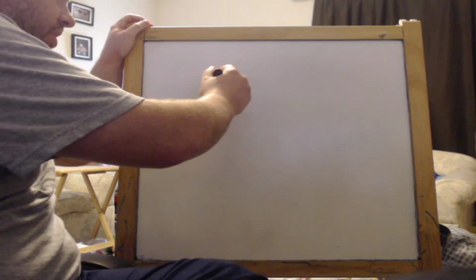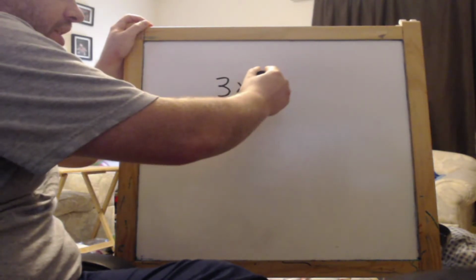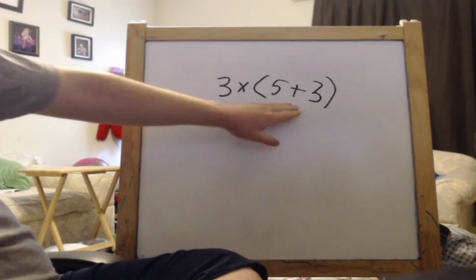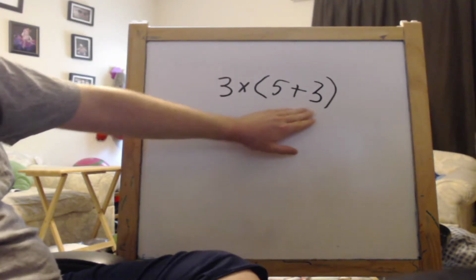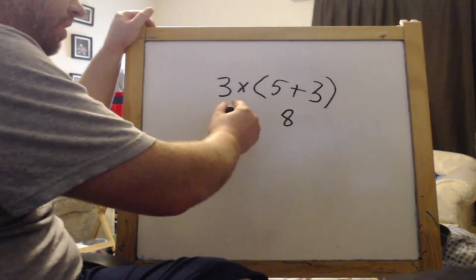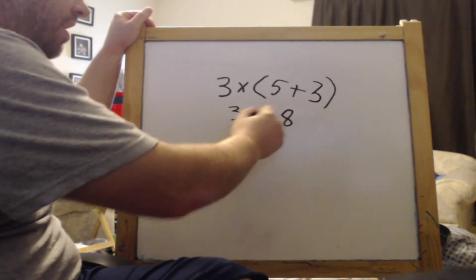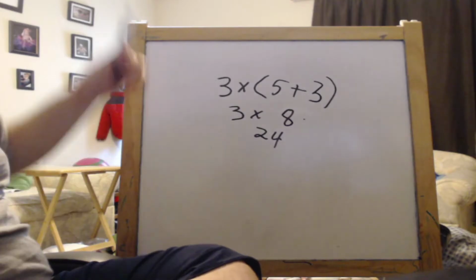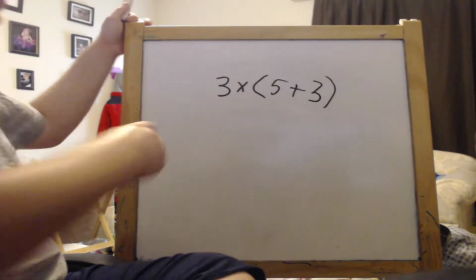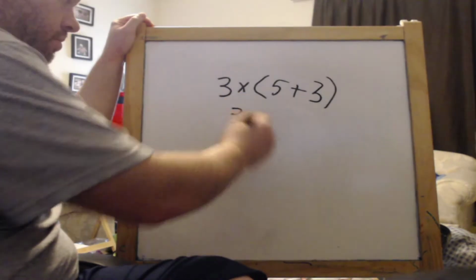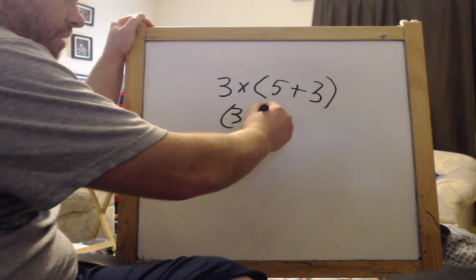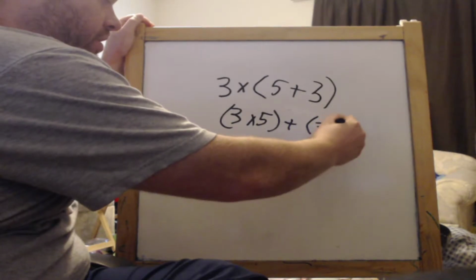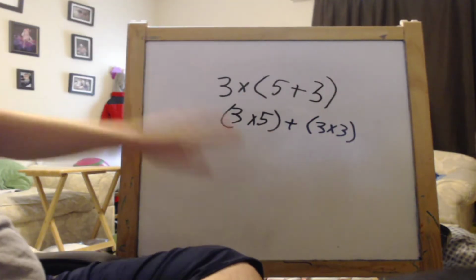So just to go over what the associative property is, if I were to say 3 times 5 plus 3, okay? So with order of operations, I would do 5 plus 3 equals 8, and then 3 times 8 equals 24, right? But I could also do 3 times 5 and then plus 3 times 3.